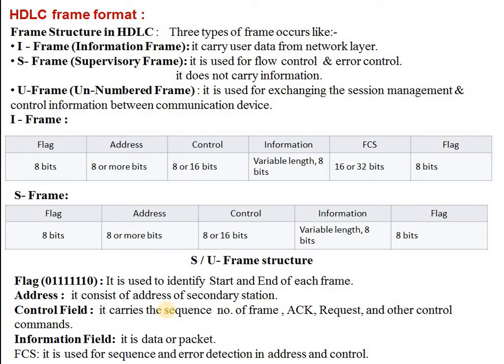Now the FCS, the frame check sequence, is used for error detection and correction, and also for controlling the information. So that is the scenario of HDLC: three kinds of stations, three kinds of data transfer modes, and three kinds of frame structure formats.